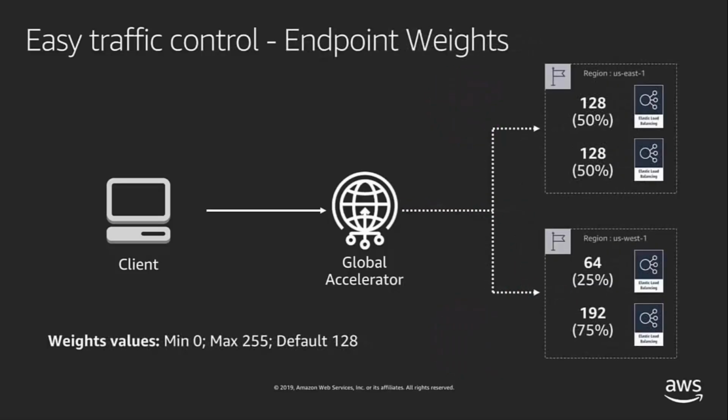The second control that you have is endpoint weights. So once traffic lands on a region, you can decide how the traffic is distributed across multiple endpoints. In the first case, you're basically saying that you should go 50% to the first endpoint and 50% to the second one. The minimum is 0, the maximum is 255. The default is 128, so half of the traffic should go there. And in the second region, US West 1, in this case, you're saying that 25% of the traffic should go to the first endpoint and 75% to the second one. And this is a granular, fine control that you have, and may allow you to do A/B testing or application stack migrations, for example.